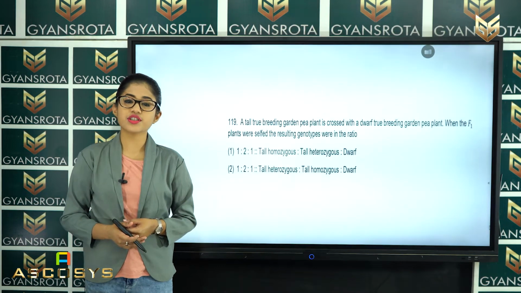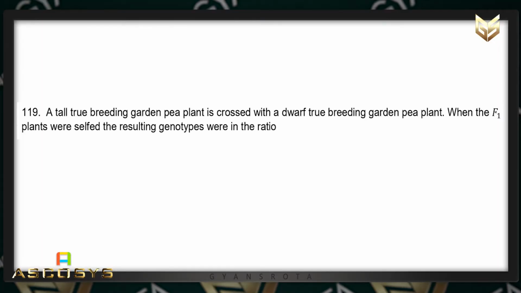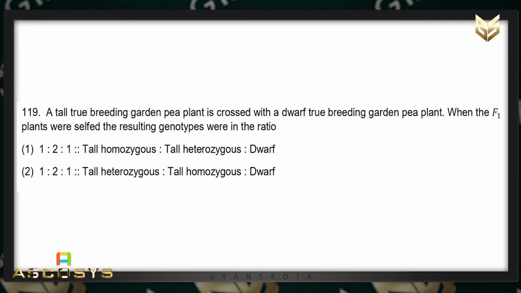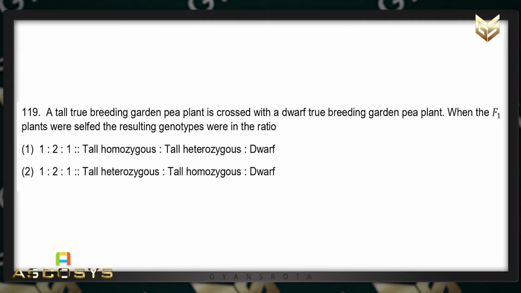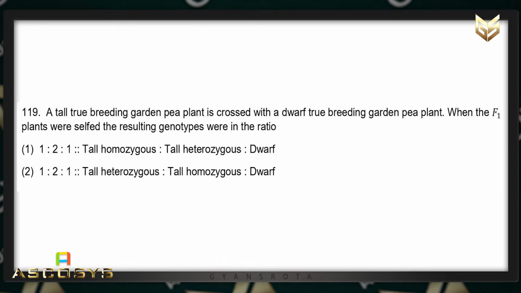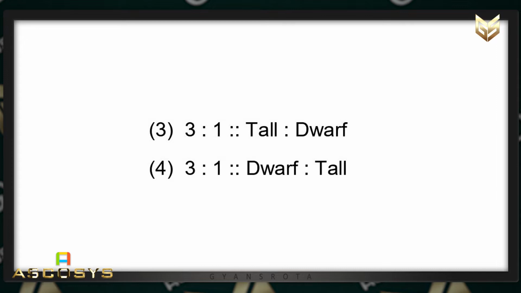Now, the next question is question number 119. A tall true breeding garden pea plant is crossed with a dwarf true breeding garden pea plant. When the F1 plants were selfed, the resulting genotypes were in the ratio. First option is 1:2:1, tall homozygous to tall heterozygous to dwarf, and the next option is 1:2:1, which means tall heterozygous, tall homozygous and dwarf, and the third option is 3:1, which means tall to dwarf, and the fourth option is 3:1, which means dwarf to tall.